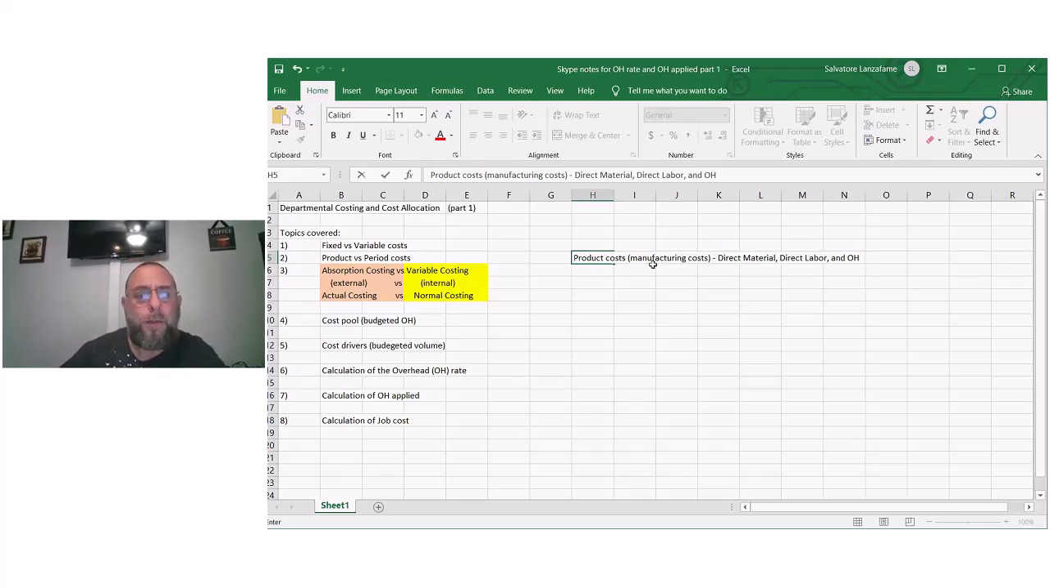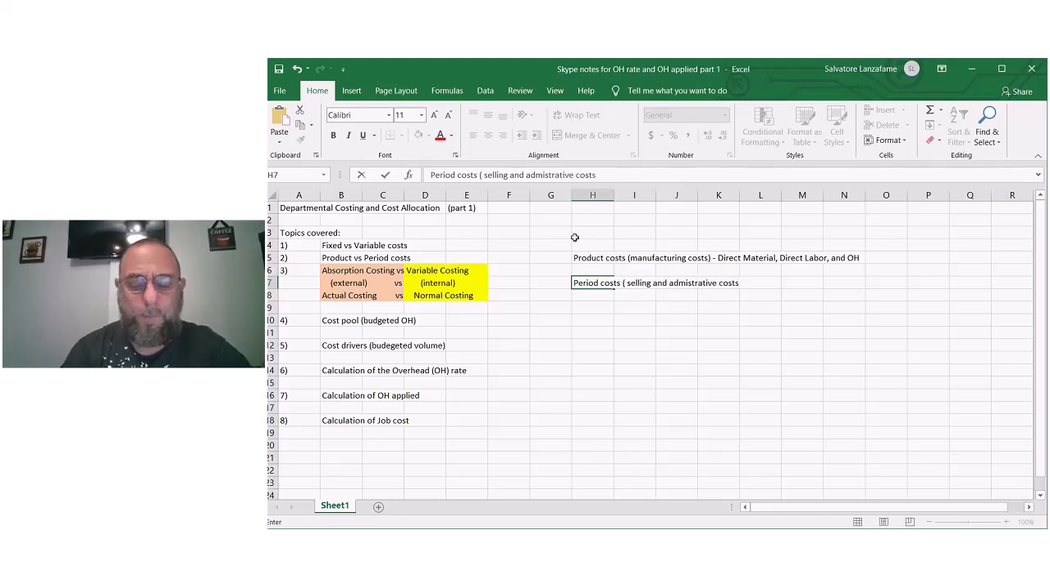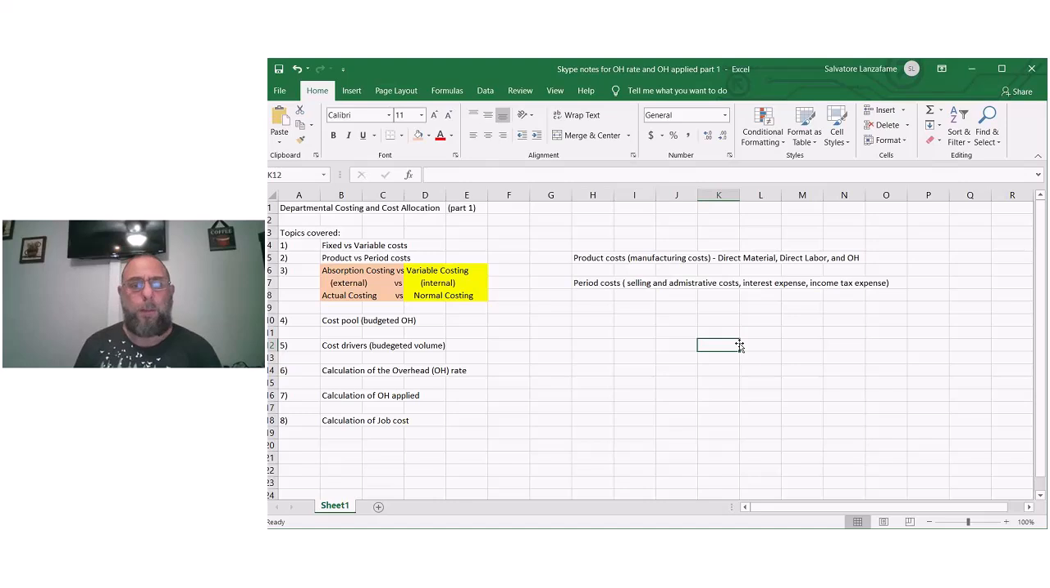So product costs are those costs that are associated with making the product. Period costs are basically your selling and administrative expenses. They have nothing to do with the product. Along with interest expense, income tax expense, just to name the majority of the ones that would fall under period costs. So there is a distinction between different kinds of costs.